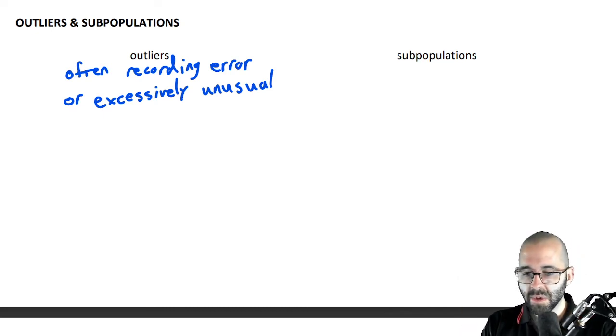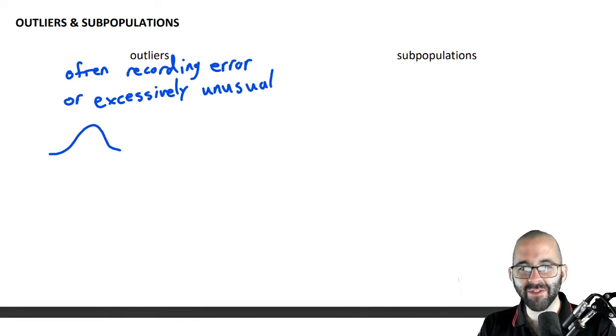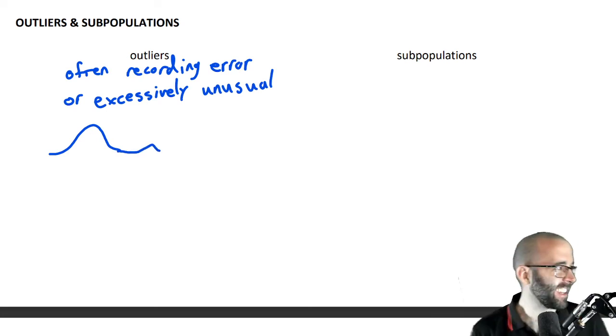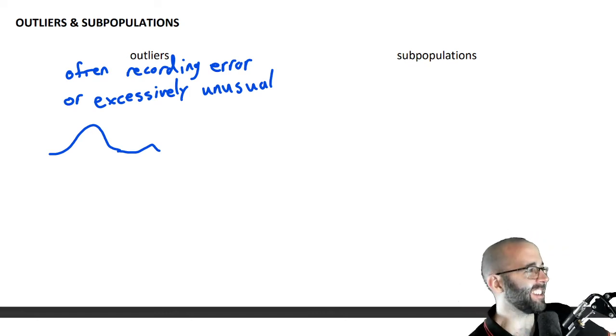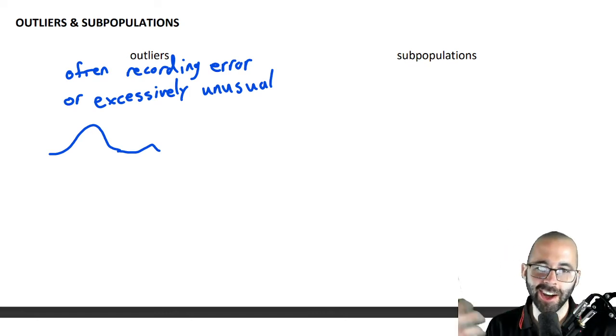So maybe we're looking at exam scores, and most of the people got like a 40% on an exam. But then there's that one person that got a 90 or something. You're like, how did you get a 90? This exam was the hardest exam we've ever taken. And they're like, oh yeah, I didn't even study, or something like that.